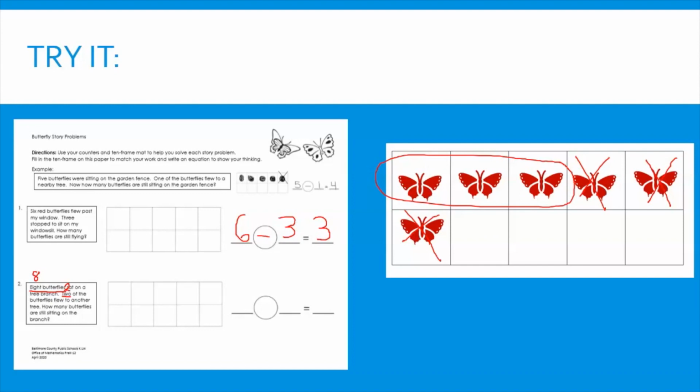So I want to make a picture in my head of those 8 butterflies sitting on a tree branch. 2 of them are going to fly to another tree in my yard. I need to know how many butterflies are still on the tree branch. Now it's your turn to model on your 10 frame using your counters or a drawing and write an equation. I'm going to give you a few minutes to give it a try.